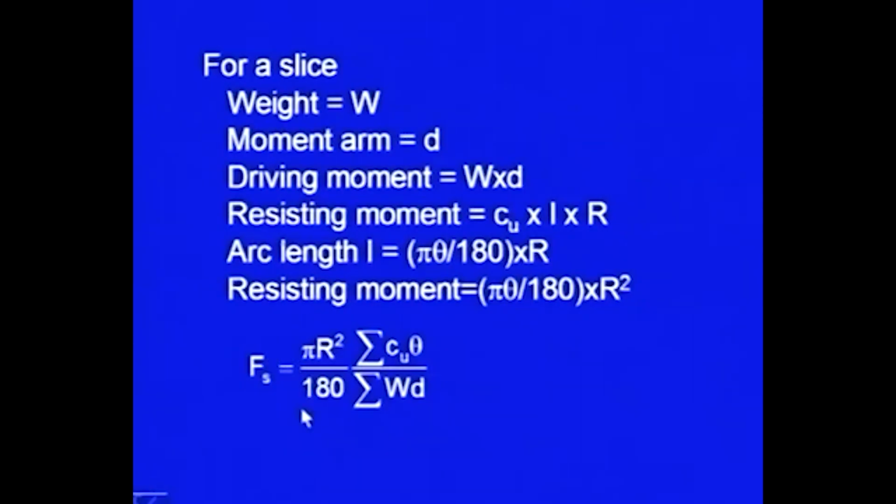The factor of safety will be equal to this resisting moment for all the slices, and I make sum of all of them. So, total resisting moment. So, pi into r square into theta upon 180, because r is constant, pi is also constant. So, this pi r square comes out of this sigma sign, and in this you are left with Cu into theta. So, here it will be pi r square into Cu into theta, and here this is the driving moment, summation of W into d.